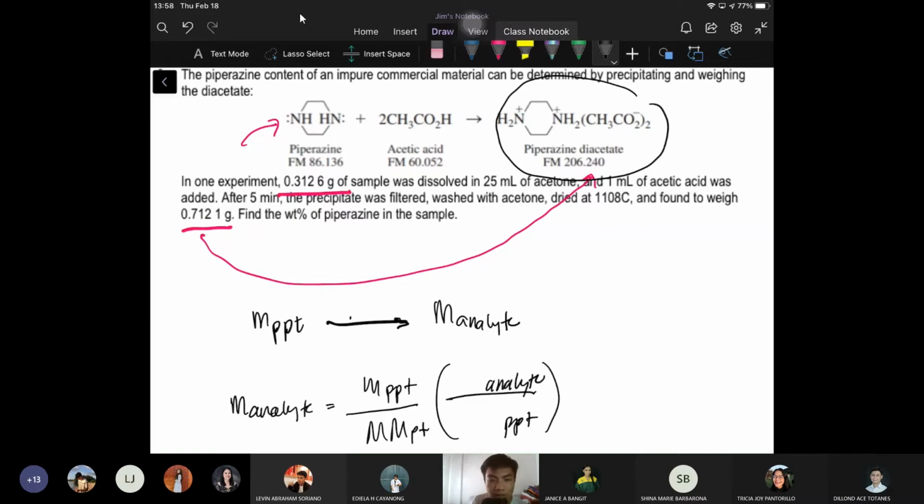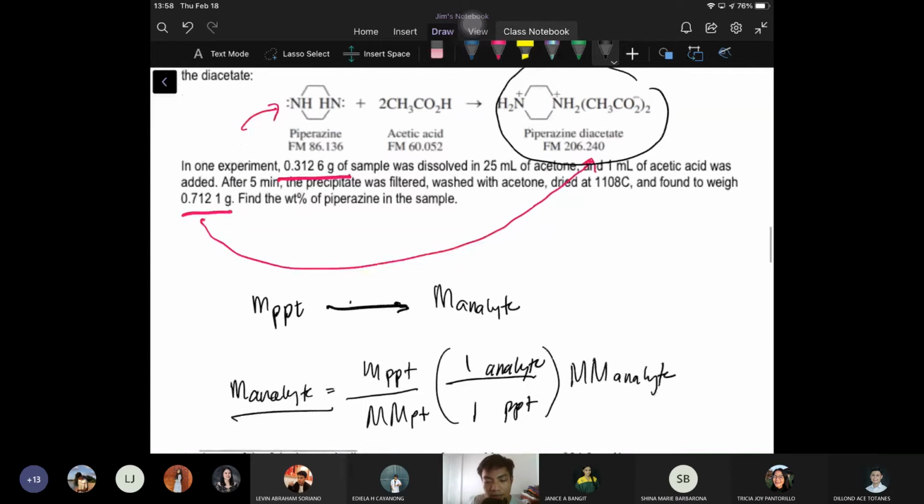Ayon. Then i-convert mo yan stoichiometrically. Okay? So in our case, ano yung ratios nila? 1 to 1 lang, no? So 1 mole of this equivalent to 1 mole of that, no? Paano ko nalaman? Coefficient niyan 1, ito 2, ayun, may 2 doon. Tapos ito 1. So 1 to 1 yung coefficients nila. For these two particular molecules, 1 is to 1 lang yung ratio nila. Okay? So after doing this, na-convert mo na yung moles ng precipitate to moles of your analyte, in this case, piperazine. So pag na-convert mo na into moles of this, you multiply it by the molar mass of analyte. So you get the mass of your analyte.